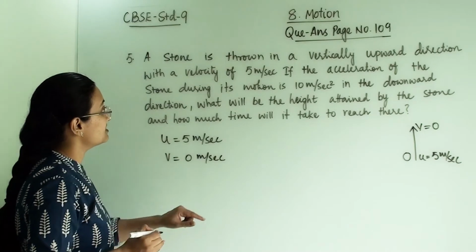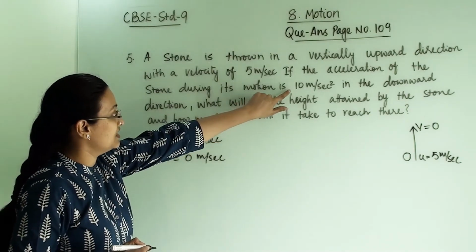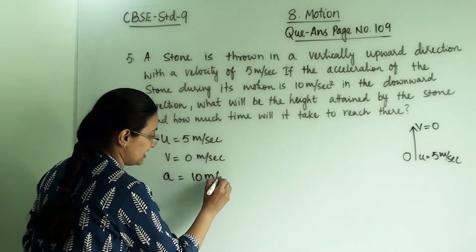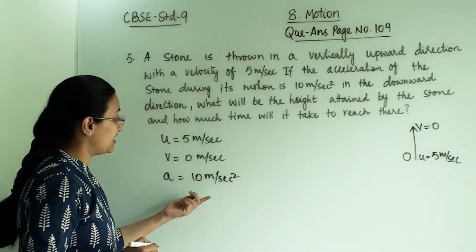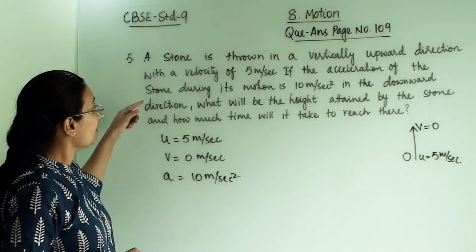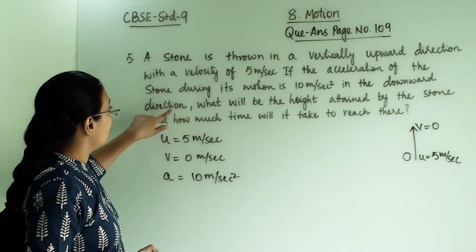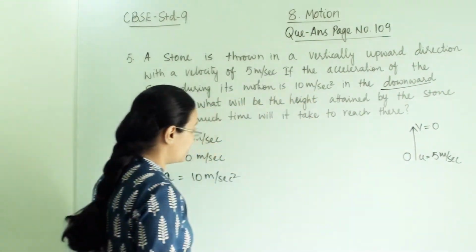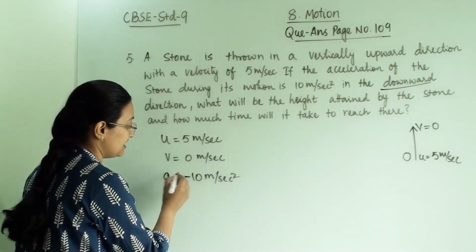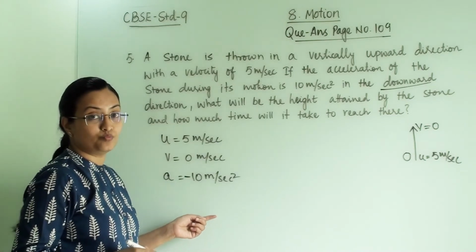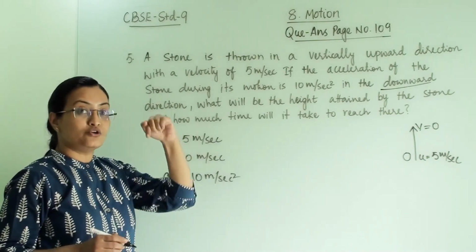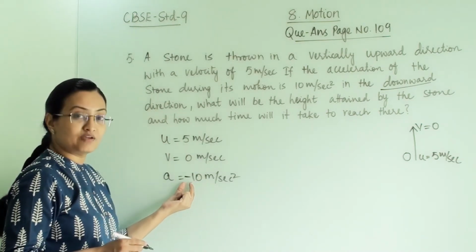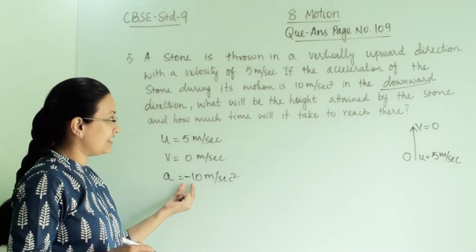Along with this they have given the acceleration, 10 meter per second square. Since its direction is downward, we will take the acceleration as negative because it is coming down. The acceleration is in the downward direction, so that's why we have taken the acceleration as negative.